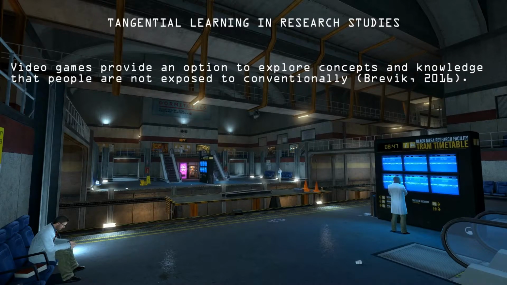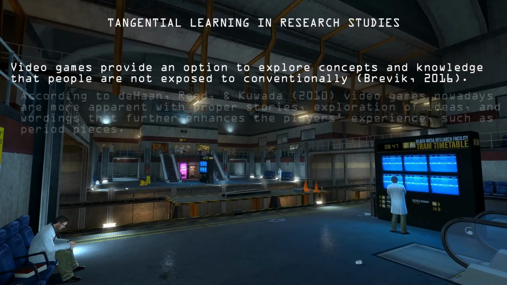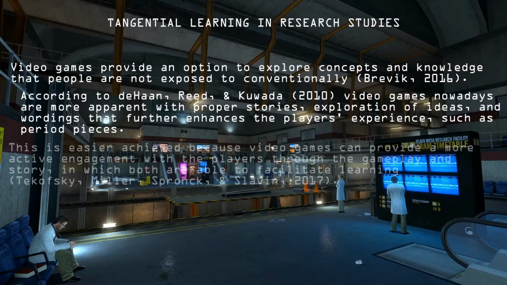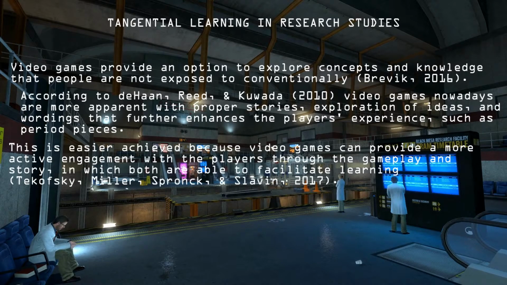Breivik 2016. According to DeHaan, Reed, and Kawada, video games nowadays are more apparent with proper stories, exploration of ideas, and wordings that further enhance the player's experience, such as period pieces. This is more easily achieved because video games can provide a more active engagement with the players through the gameplay and story, in which both are able to facilitate learning. Tarkovsky, Miller, Sprunk, and Slavin 2017.